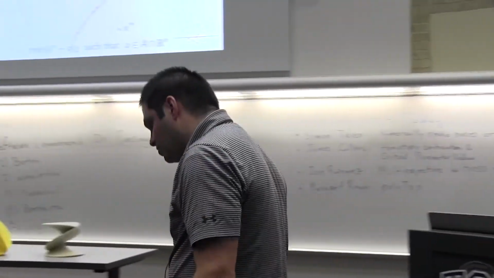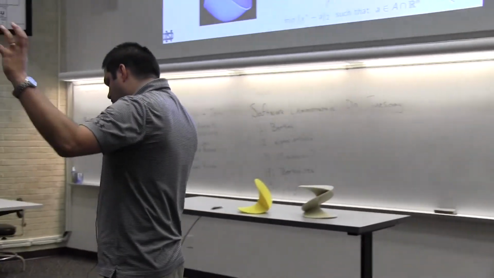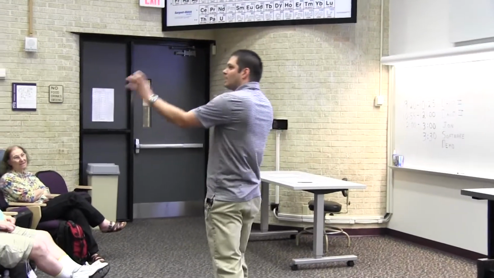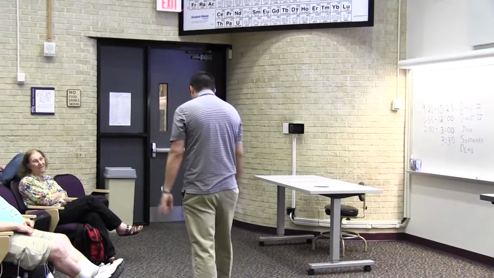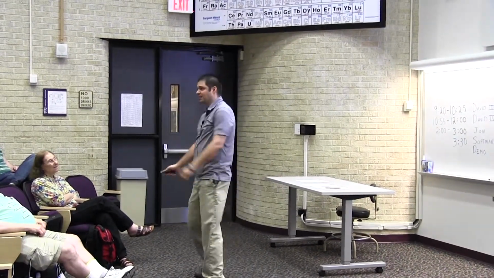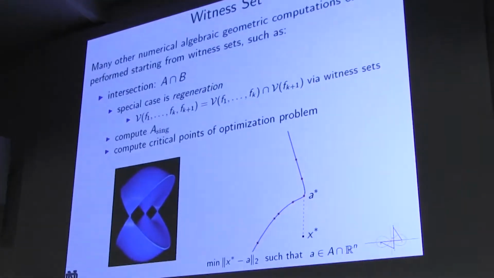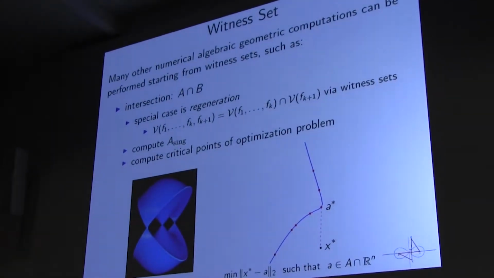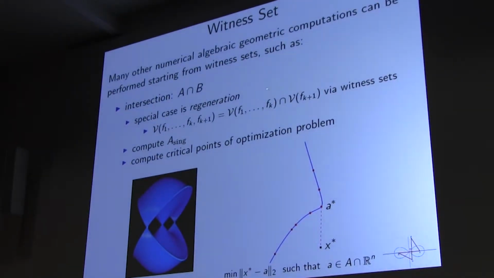Next thing that you can do is you can do intersections. Suppose I have two varieties, and I have witness sets for each one of them, and I want to be able to intersect them. So David mentioned a special case in his talk, which is regeneration. Suppose I want to find the solution set to k plus 1 polynomials. What I could first do is find the solution set to k, and then intersect it with the hypersurface defined by the k plus first.